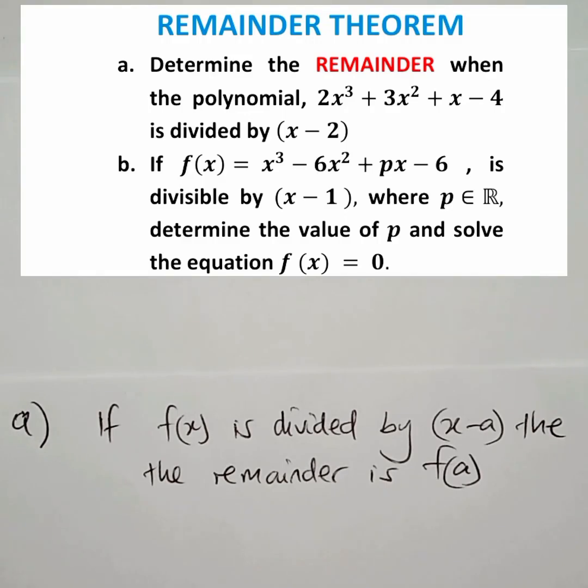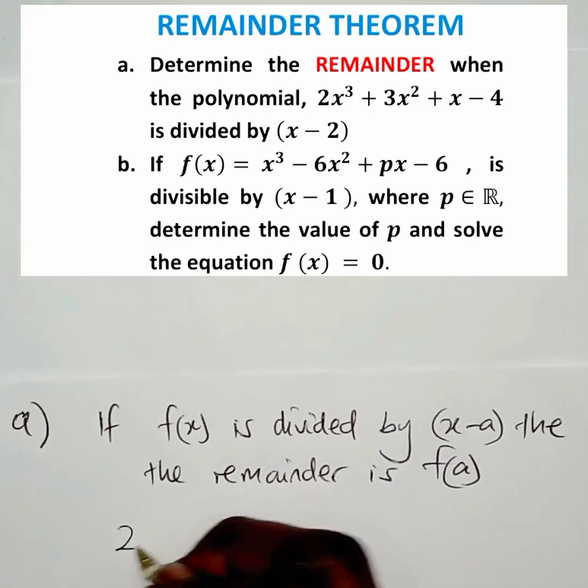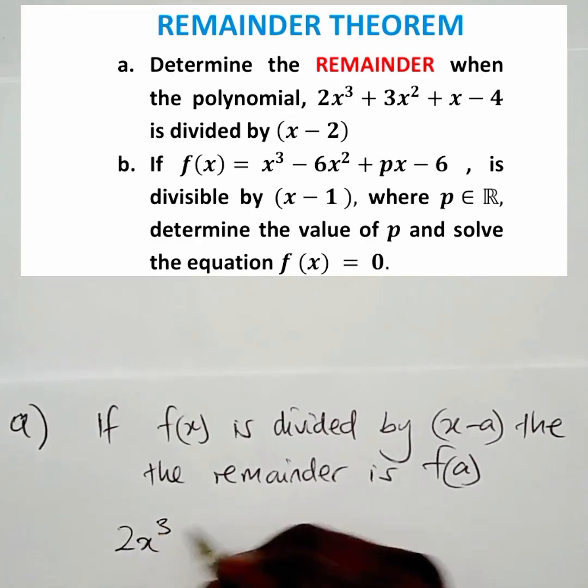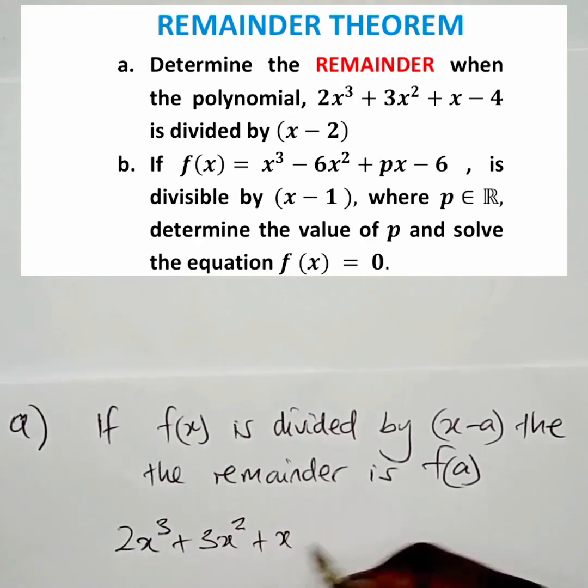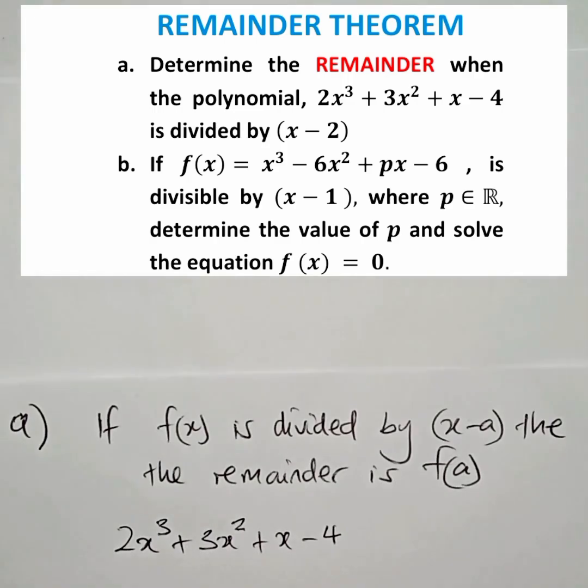In this maths tutorial, we are working on problems that require us to use the remainder theorem and synthetic division or long division. Right now, the first question reads: determine the remainder when the polynomial 2x to the power of 3 plus 3x squared plus x minus 4 is divided by x minus 2.